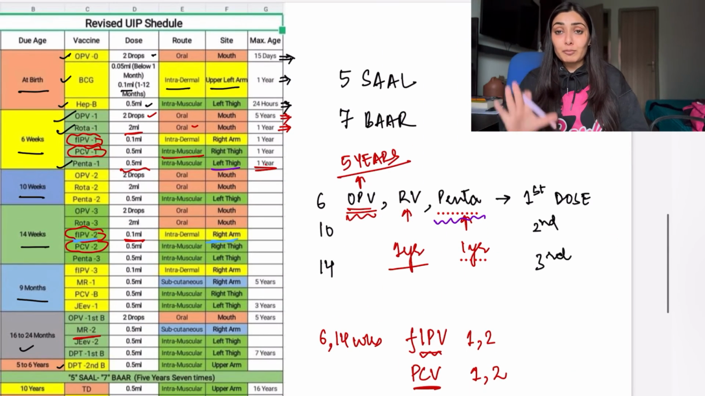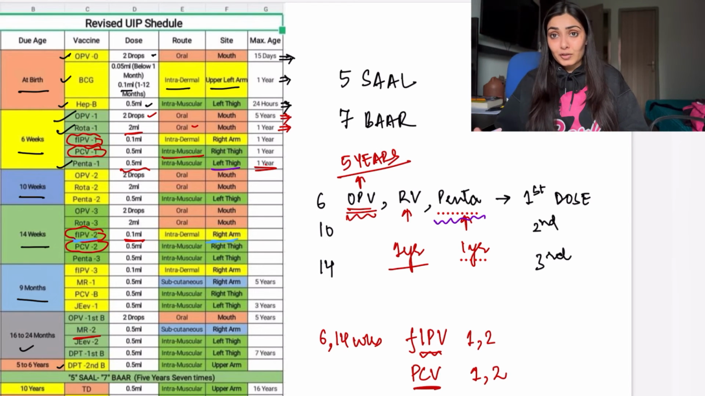We first started with the schedule: birth dose, 6, 10, 14 weeks, 9 months, 16 to 24 months, that is 1.5 to 2 years. And lastly, 5 to 6 years. At birth, 3 vaccines: oral OPV. On the left upper arm, intradermal BCG. Left thigh, intramuscular hepatitis B.